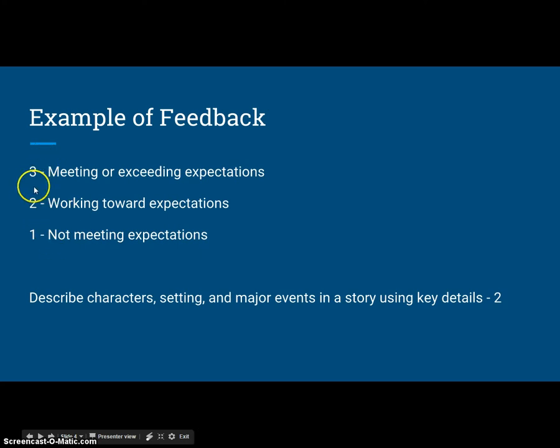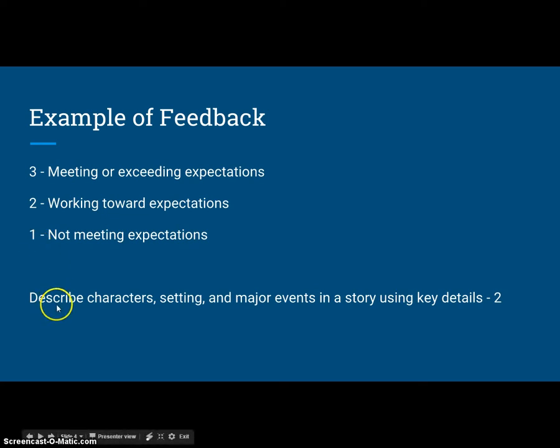So a 3 indicates that that child is meeting or exceeding the expectations for that skill. A 2 means that they're working toward expectations. So maybe they've started it and they're getting there, they're in the learning process, but they haven't quite mastered that yet. They need a little more practice. And a 1 means that they're not meeting expectations. This could be at the very beginning when that skill is just being introduced, or if a student is struggling with it, an indication of a 1 on a progress report or report card would tell you that.